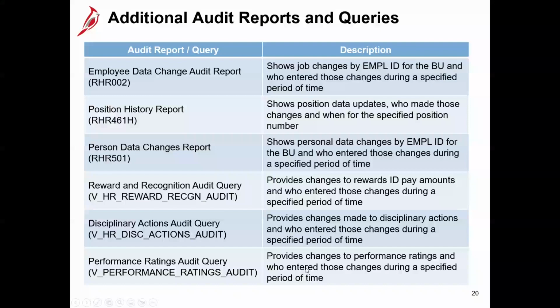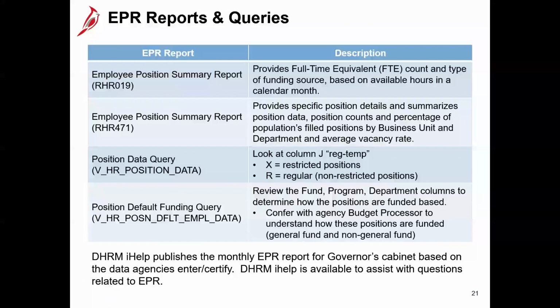The next chart is our EPR reports and queries. This is a list of reports and queries for agencies to review and certify your monthly data. DHRM publishes the EPR monthly report based on the data that agencies enter and certify within the Cardinal system. If you have any questions that are EPR related, you should reach out to DHRM iHelp. Just know that neither DHRM nor Cardinal can provide information about how your positions are funded. If you need that information, you're going to have to work with your Cardinal budget processor.